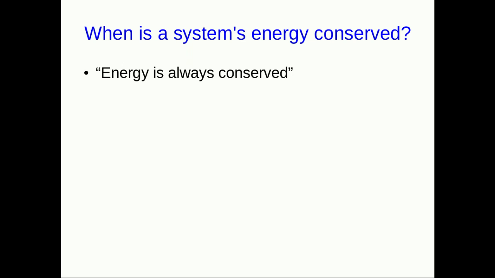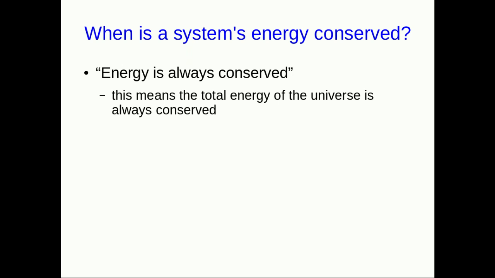Now, you'll often hear that energy is always conserved, and that is strictly true. But what we really mean by that is that the total energy of the universe is always conserved. So no matter what system you choose, the energy of the system plus the energy of the environment can't change. That's interesting, kind of cool, but when you're trying to solve a problem, it's not necessarily all that useful. So you need to be able to assess whether your system's energy is conserved.